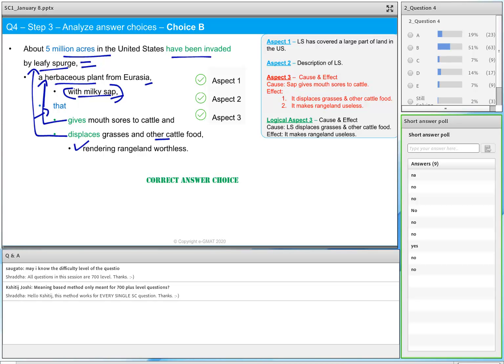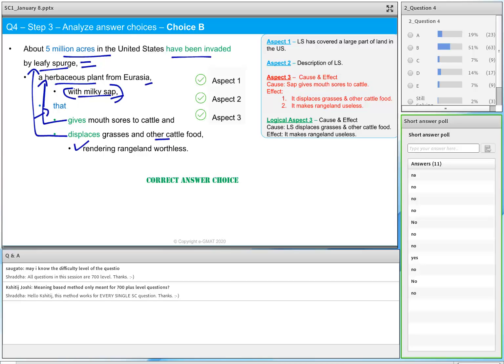No, it is not. Why? Because they are not exclusively independent of each other. It is the leafy spurge that contains milky sap. And cattle, they are not going and licking milky sap out of leafy spurge. They are only getting mouth sore when they are eating leafy spurge, and in the act of chewing leafy spurge, that milky sap is getting secreted, and then they are getting the mouth sore. So the sentence gets a little technical here about saying that it is the milky sap in the leafy spurge that is giving mouth sore.